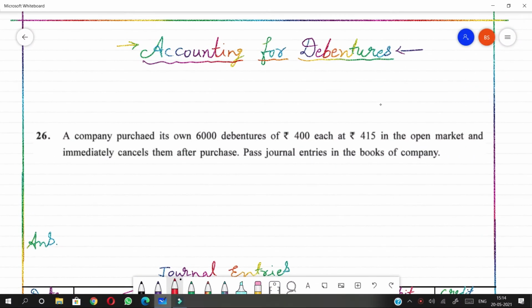Students, today we are going to understand the next sum from accounting for debentures. Sum number 26. A company purchased its own 6,000 debentures of rupees 400 each at rupees 415 in the open market and immediately cancels them after purchase. Pass journal entries in the books of the company.